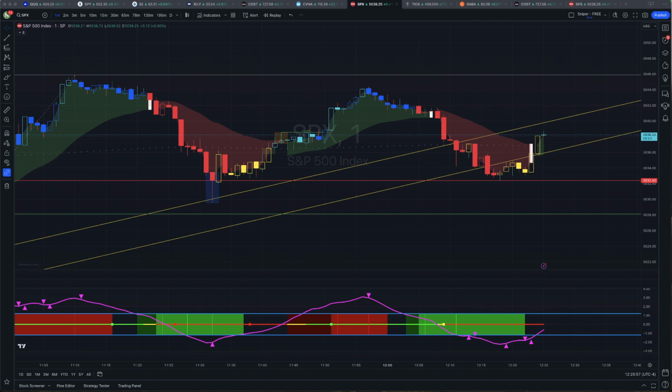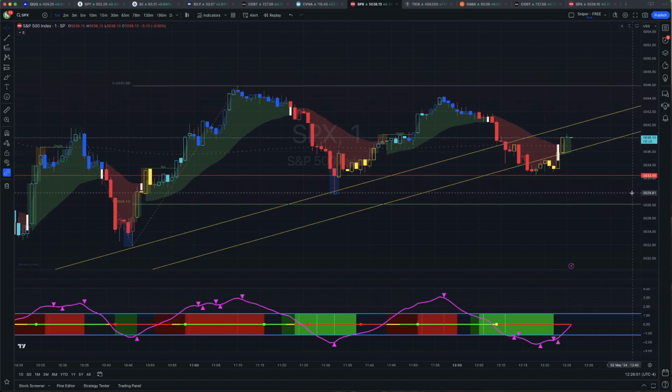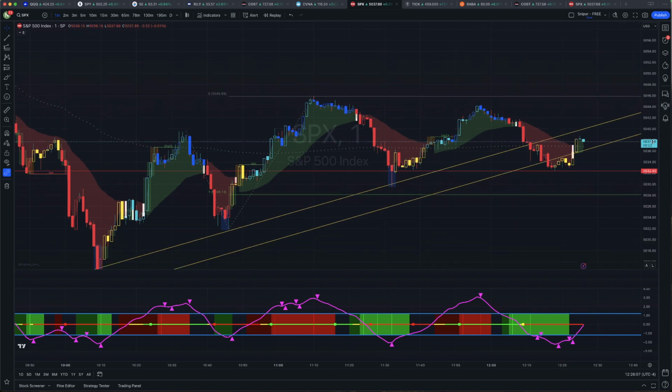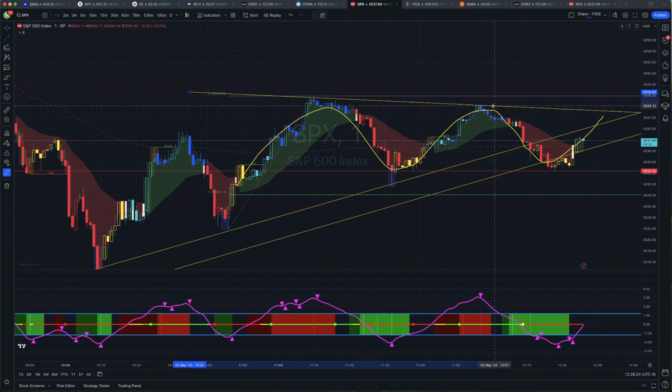Right? And so now we're into a potential 2.0, right? Because we've had a crossover here and we're above VWAP. But as you can see, we're not doing much today. We're just kind of doing this. And in this trend, we kind of have a little bit of a flag forming, right?